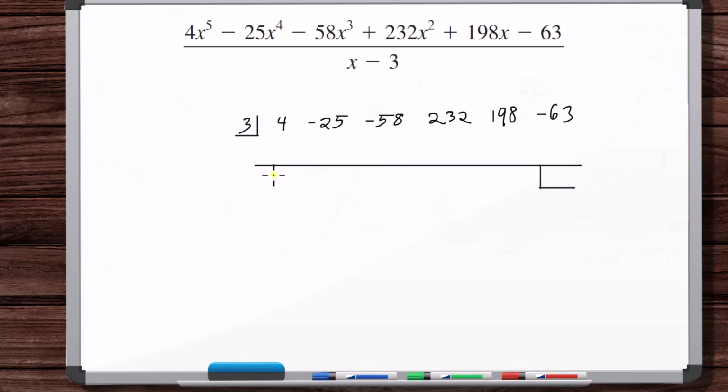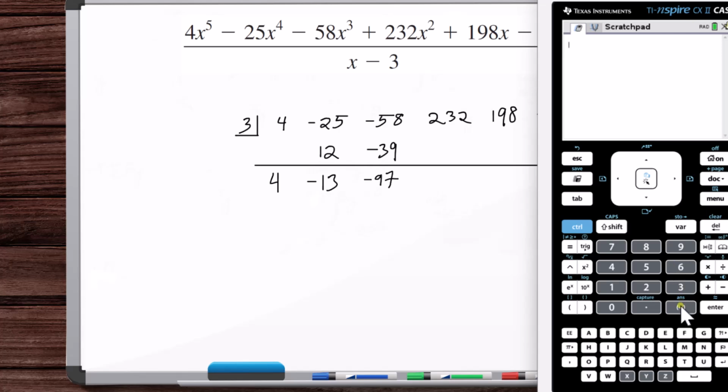Okay, bring down the 4. 4 times 3 is 12. Minus 25 plus 12 is minus 13. Minus 13 times 3 is minus 39. Minus 58 minus 39. So 58 plus 40 is 98, so take one less than that, 97. So minus 97.